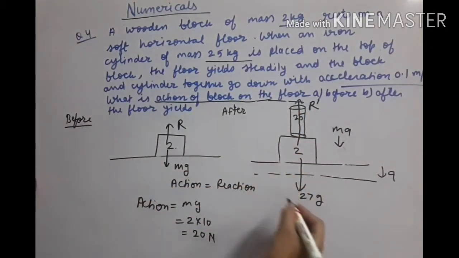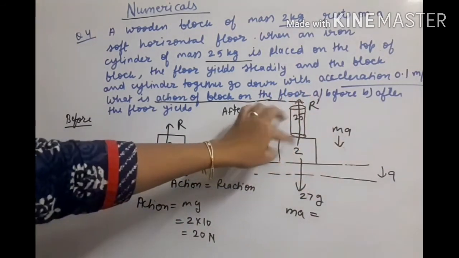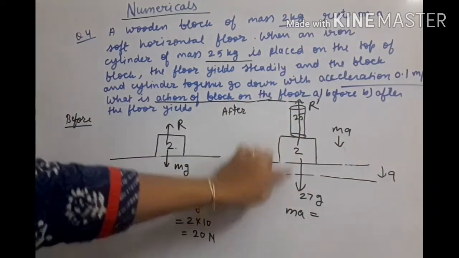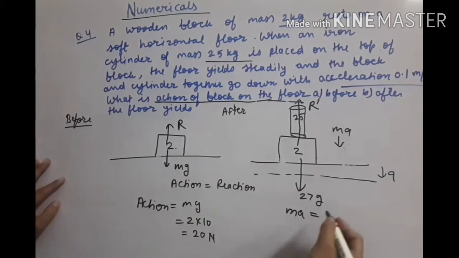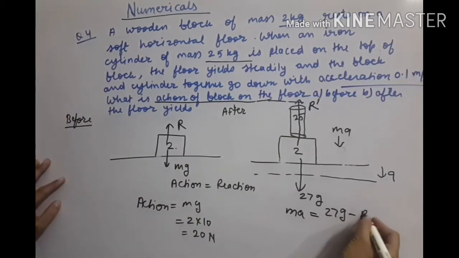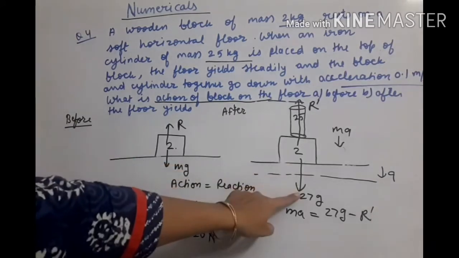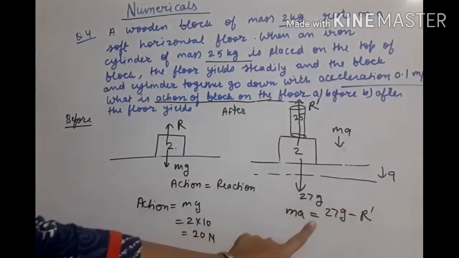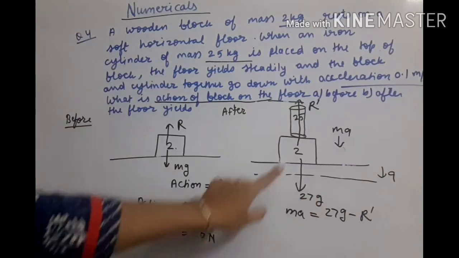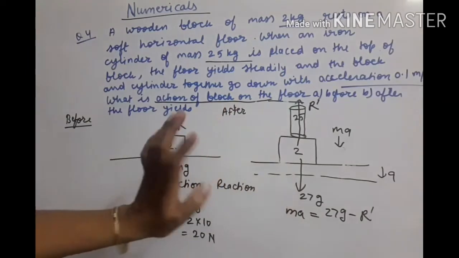Now let us make the equation of all these three forces. MA is the resultant. MA is the resultant of these two forces which are opposite. Opposite forces are always subtracted. So 27g minus R dash. This is the equation prepared. 27g and R dash are opposite, so they are subtracted. Subtraction is always done from the bigger one. Because the direction is downward, 27g is the bigger one.